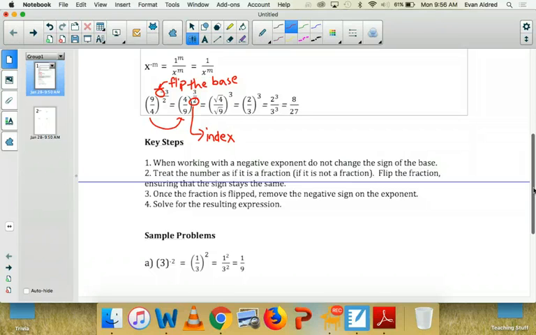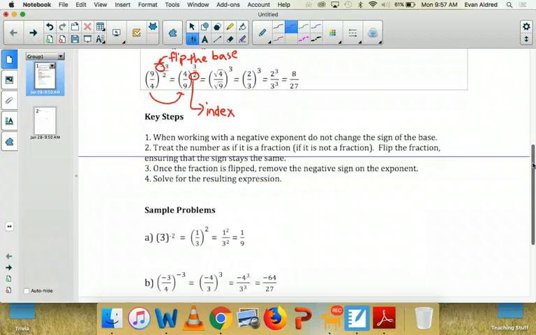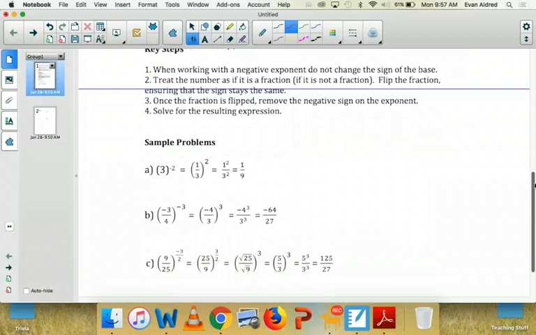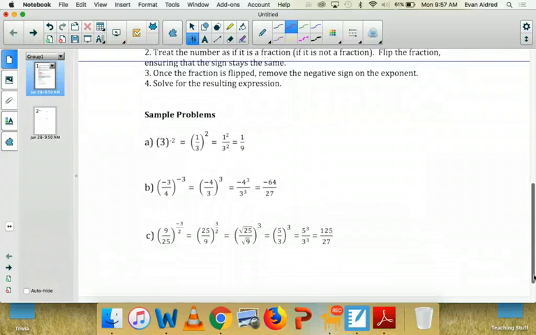And then step 4, which is just 5 words, but it will be the bulk of your work. That's where you solve whatever remains. So once you flip your base, you're likely going to be left with something for which you'll have to solve. That's what step 4 is telling you to do. So as we continue to work our way through this reference guide, you can see some examples. There are 3 that are done for you on the front, and then on the back we'll see 4 that aren't done for you.